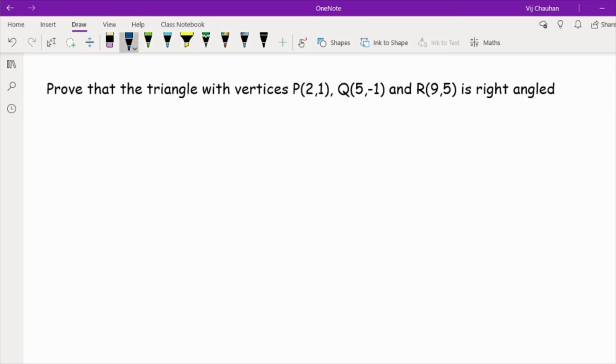I don't need to draw a graph, which is definitely strongly not recommended, because depending on your axes it could either prove that it is right angled or not. You want to prove it using maths and the algebra that we've learned.